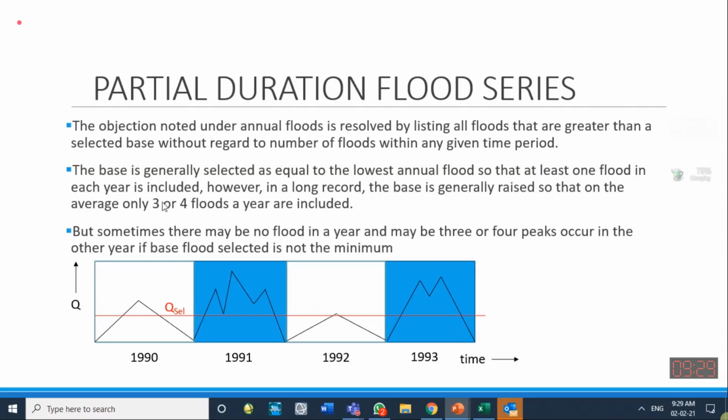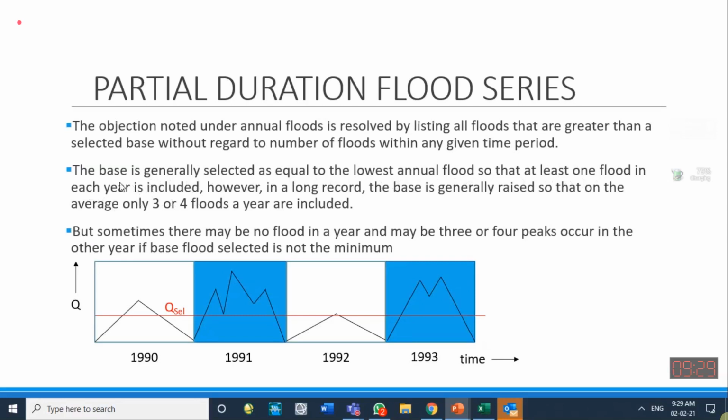This has been addressed, and people have recommended using the partial duration flood series, in which we record floods which occurred in a certain year that are higher than a certain base value. We select a certain discharge value, and anything beyond it, if observed, we record as a flood. That base flood is generally selected as equal to the lowest annual flood, so that at least one flood in each year is included.